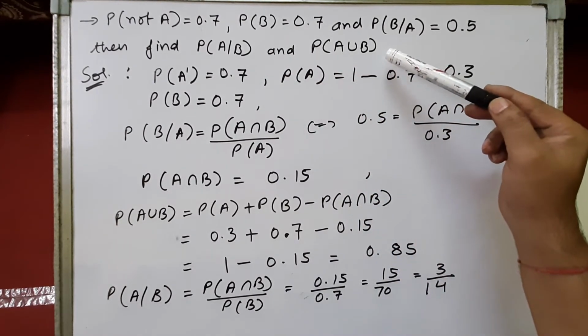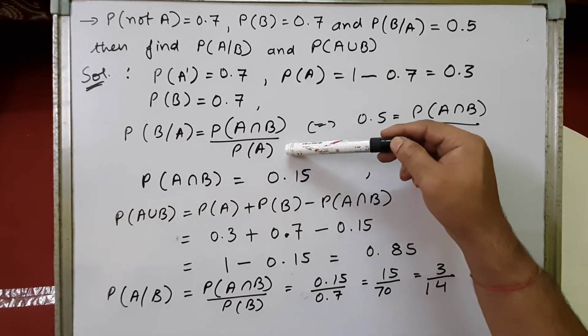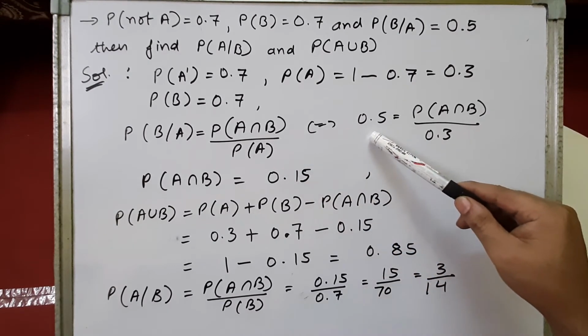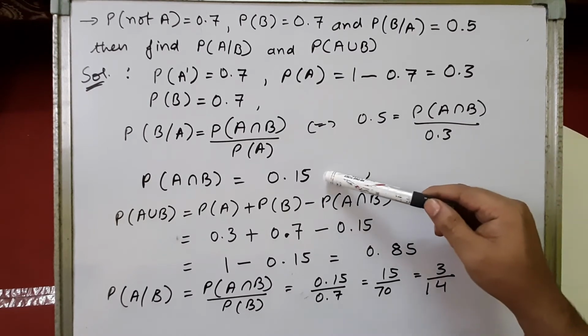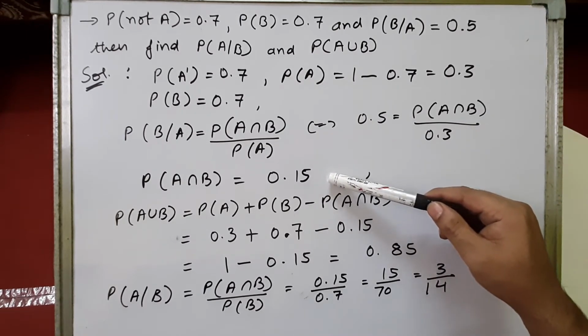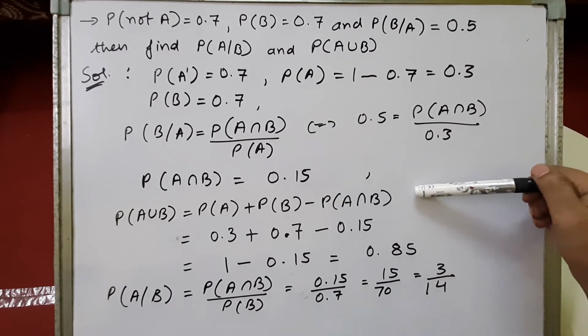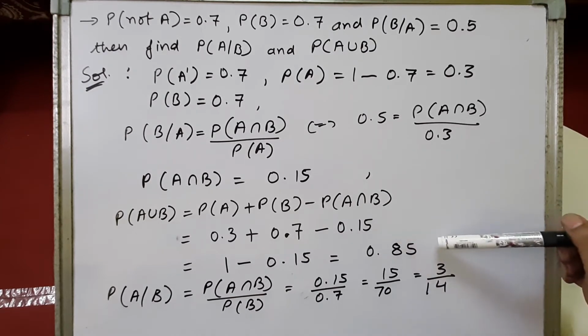From here we have calculated the probability of A, probability of B is given, so probability of B upon A will be probability of A intersection B upon probability of A. When we substitute the values, we get 0.5 equals P(A intersection B) upon 0.3. That means the probability of A intersection B will be 0.15. So when we calculate the probability of A union B, we get P(A) plus P(B) minus P(A intersection B). On substituting the values, we get 0.85.